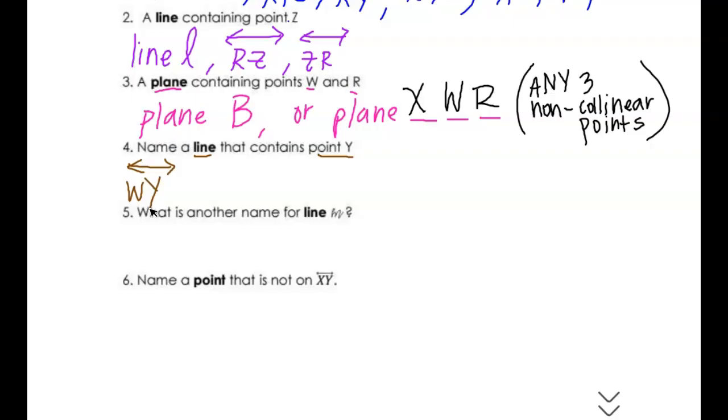Oscar, do you have one for number 4? Line N. Oscar, ¿tienes otra? No? Which one did you say? Line N, good. Anybody else use the N, the lowercase? Line M, good. Line M contains point Y? Yes.